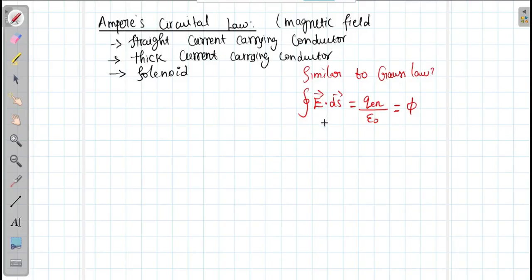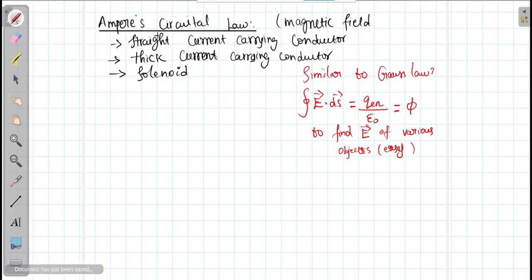The main application of Gauss law is to find the electric field of various objects or shapes. It is very easy to find the value. Similarly, Ampere circuital law is an alternate of Biot-Savart law. Here, Gauss law simplifies Coulomb's law, and similarly Ampere circuital law simplifies Biot-Savart law. That's all.